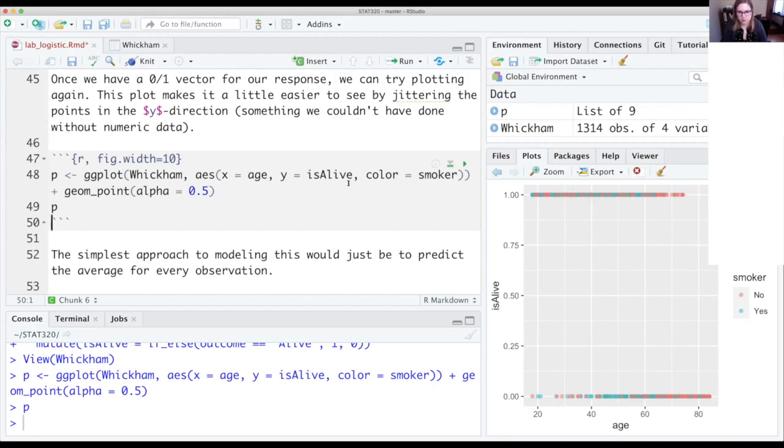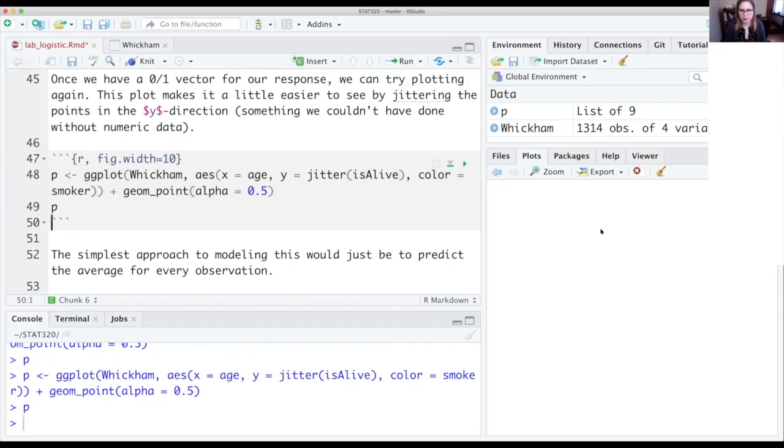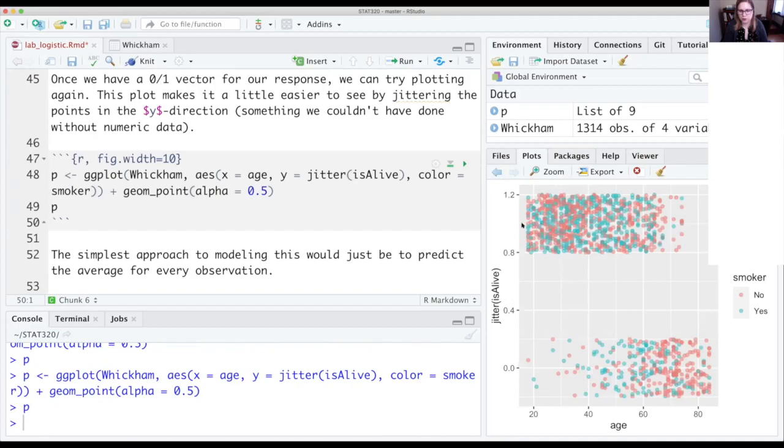Otherwise, it looks pretty similar. But the thing that's nice is now I could put jitter around is alive inside my ggplot. And then that will add a little bit of random jitter to those points. So instead of having them right at 1, it'll go up or down a little bit, just so that you can see the density of the points. So these are all people who were alive in the follow-up, and here are all people who were dead. And now it really solves that overplotting issue. We can see that the vast, vast majority of young people were still alive 20 years later. Just a few of them had died, and they kind of swap in that way.